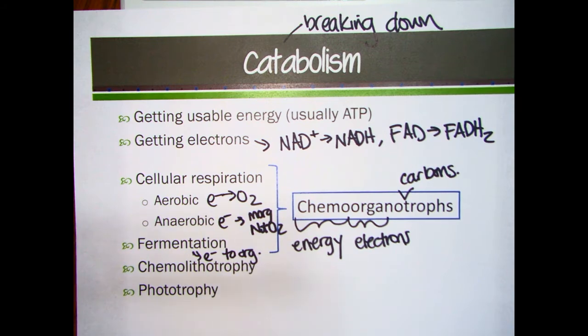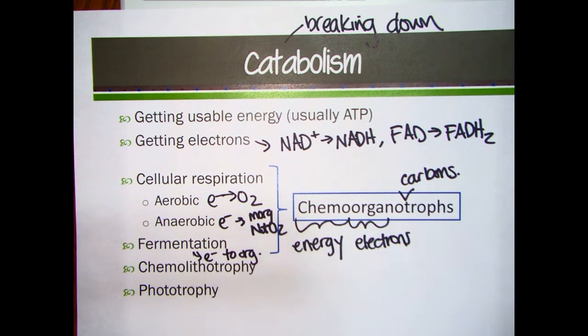And then, if you guys will remember back to that reduction potential chart, the eventual ending place of the electrons indicates how much energy is released. We will, in a different day in class, get to chemolithotrophy and phototrophy.